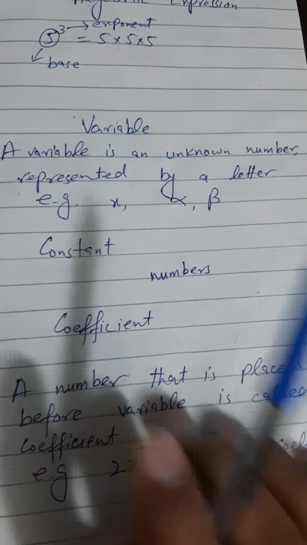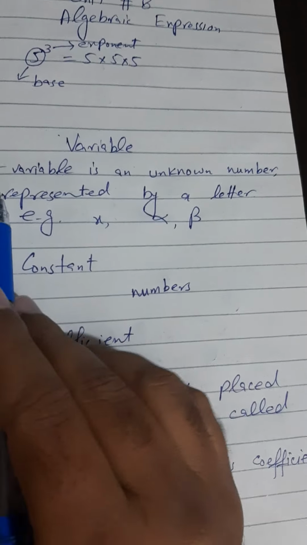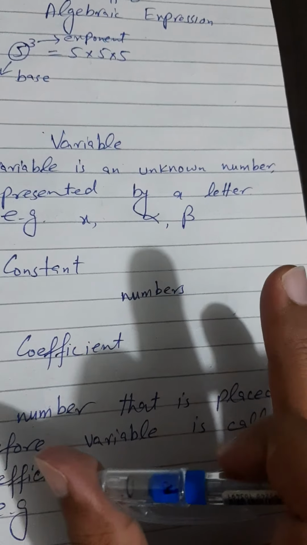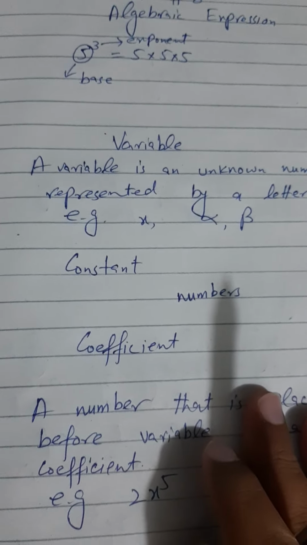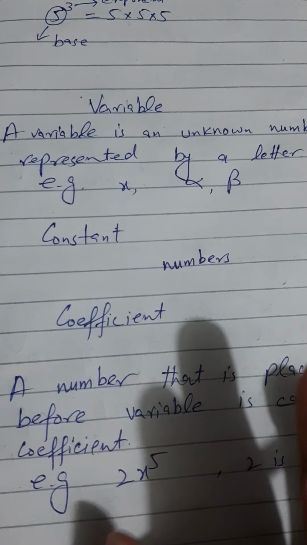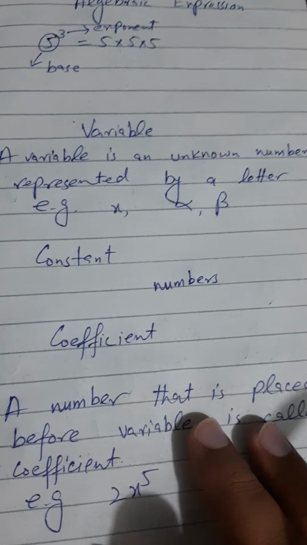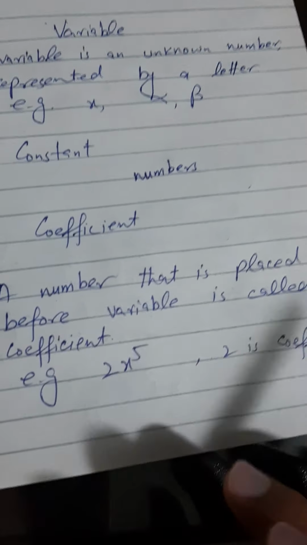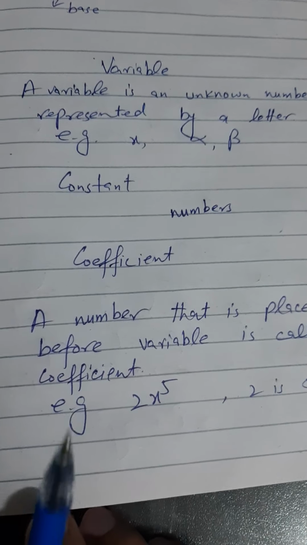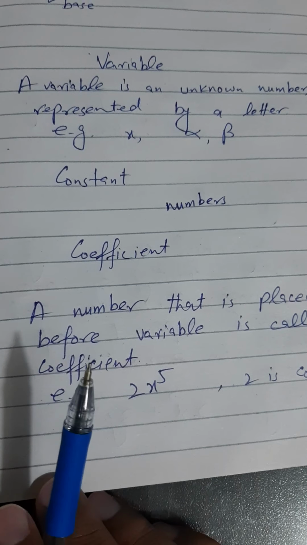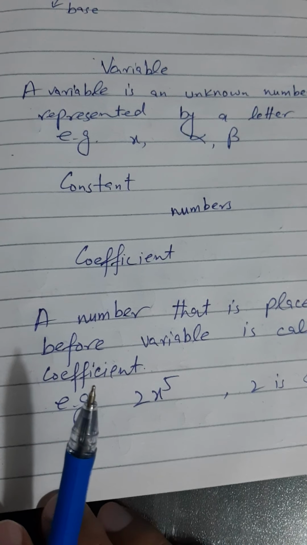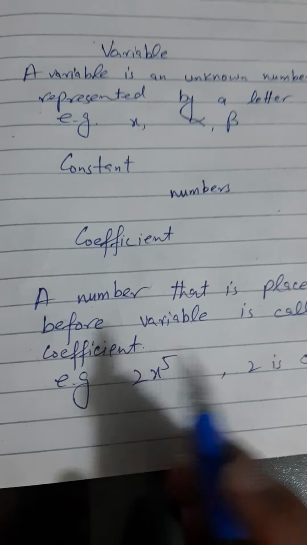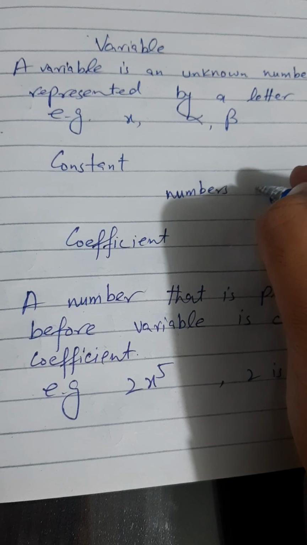So next definition is definition of variable. A variable is an unknown number represented by a letter. For example, X, alpha, beta, any letter, English or any other language letter which is representing more than one value, that is called variable. Then there is definition of constant. Any number that has fixed value is called constant. Just like 5 has value 5 every time, 3 has 3. So numbers like this are called constants.